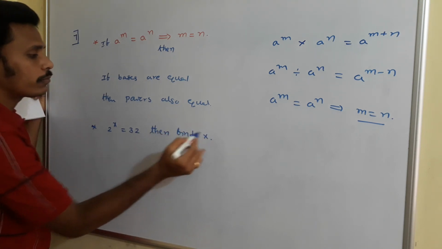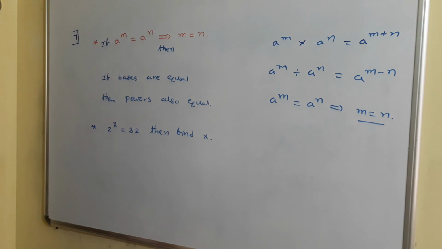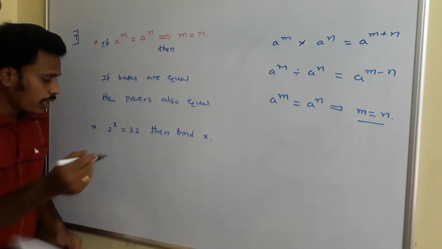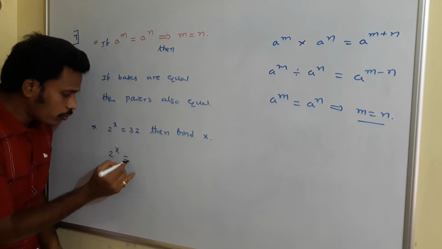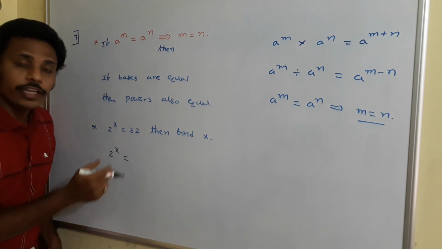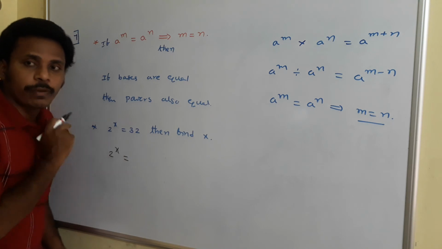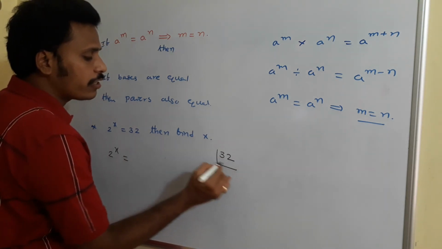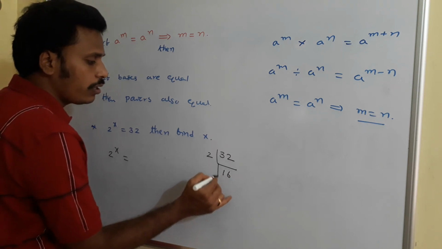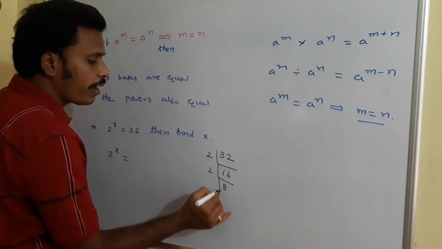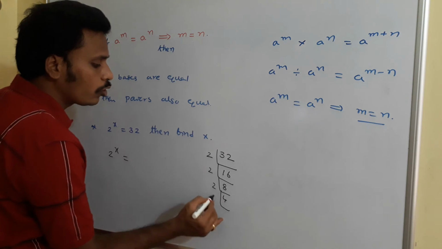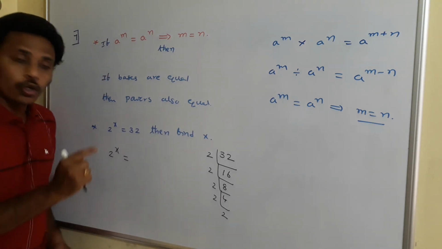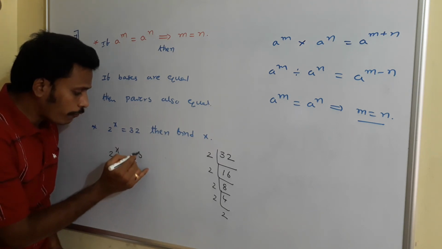This is a problem. How to solve this problem? If 2 power x is equal to 32, then we need to find the value of x. Right? See, 2 power x is equal to 32. We need to express this 32 as a power of 2. If you don't know, you just go with the simple prime factorization. Okay? 2 16s, then 2 8s, then 2 4s, and then 2 2s. Then if you observe, there are 5 2s here. So 32 can be written as 2 power 5.